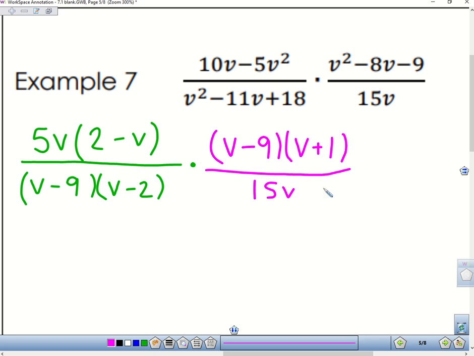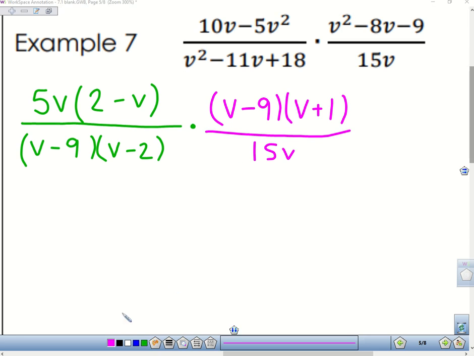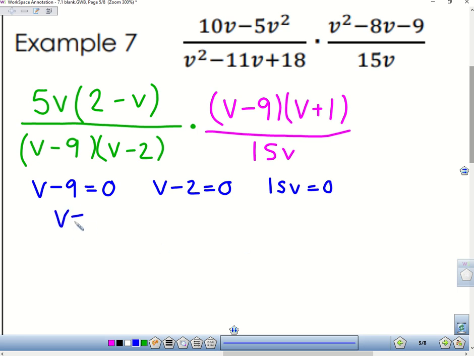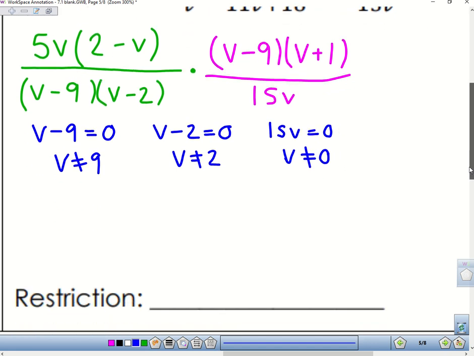So once you get to this stage, we now want to find our restrictions, so we're going to set all of the denominator products equal to 0. So v can't be 9, set it equal to 0, set it equal to 0, and set it equal to 0. So I solve this, I get v can't be 9, I get v can't be 2, and I get v can't be 0. When you divide both sides by 15, you get 0. So I can fill this in.